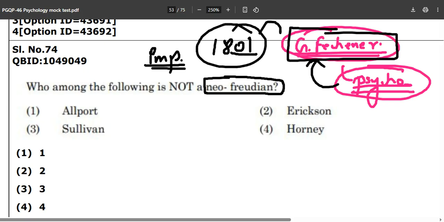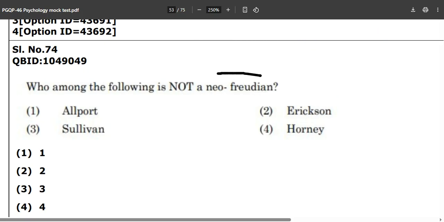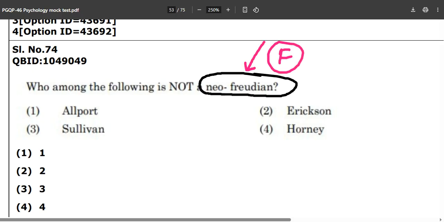1801, this guy born Gustav Fechner, also known as the father of psychophysics. But right now we are talking about the neo-Freudian, not the antecedent of your psychoanalysis. Now, the neo-Freudians will obviously be born or will be making up their theories after Sigmund Freud. Okay. Now, as you can see, it is easy to eliminate.